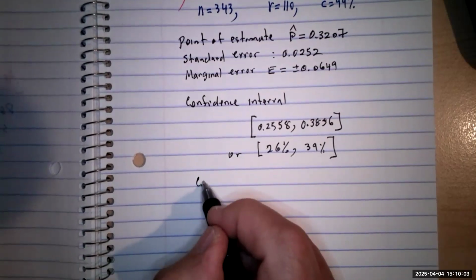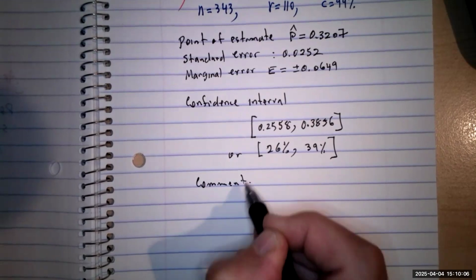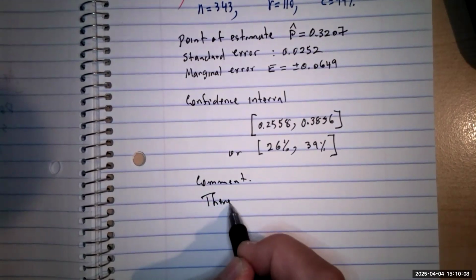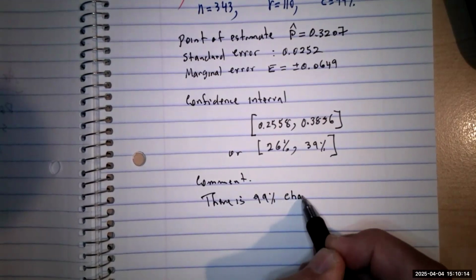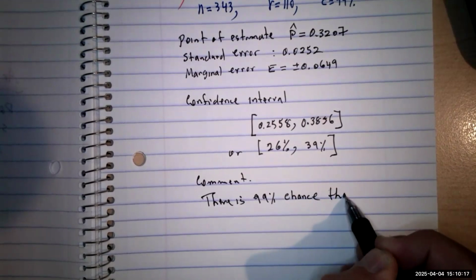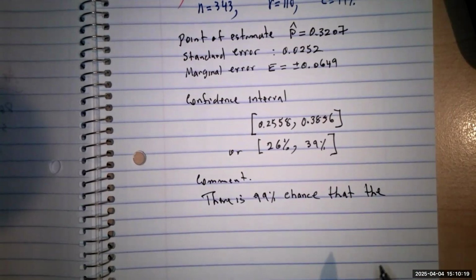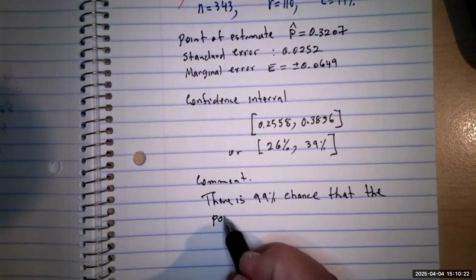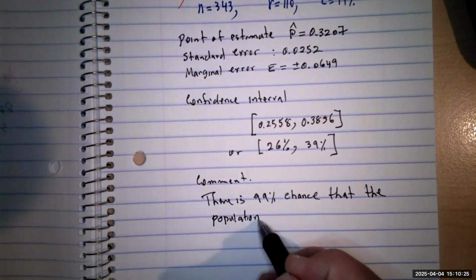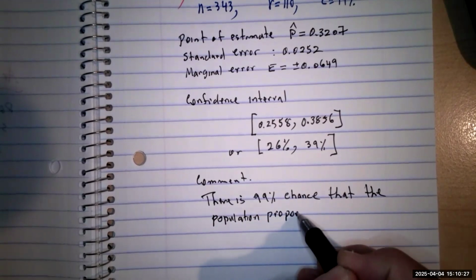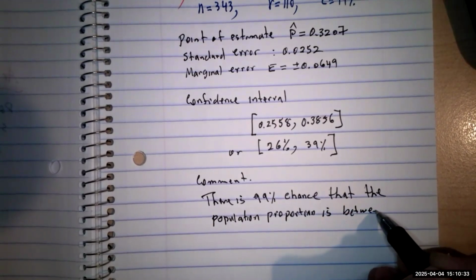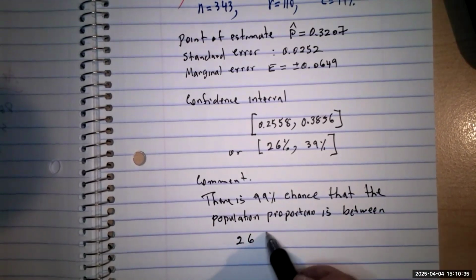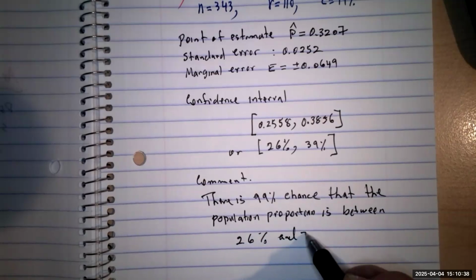Comment. The comment is there is a 99% chance that the population proportion, those people who own a car, is going to be between 26% and 39%. And you're done.